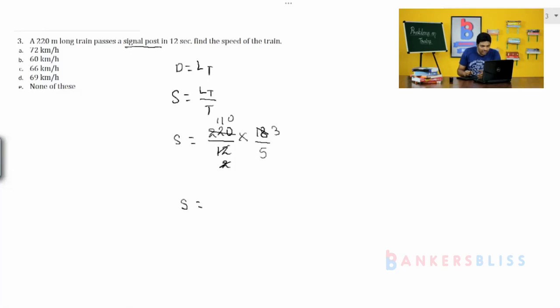So speed is equal to 110 into 3 by 5. So 5 2s are 10, 5 2s are 10, 22 into 3, 66. So your answer is 66 kilometer per hour. So option C is the right answer.